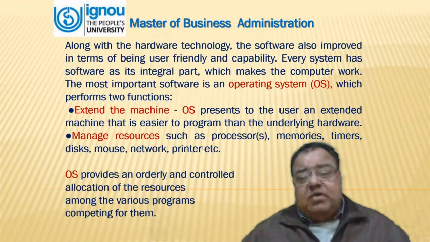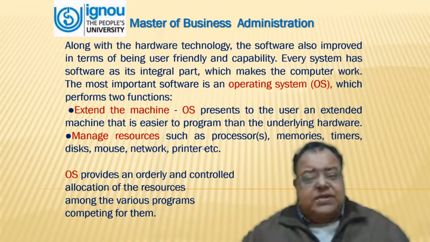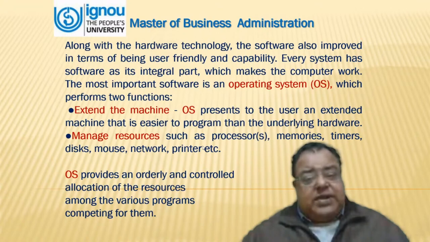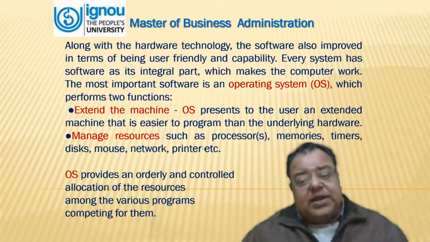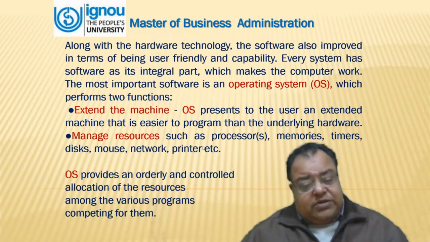Along with the hardware technology, software also improved in terms of being user-friendly and capability. Every system has software as its integral part, which makes the computer work. The most important software is the operating system, that is OS, which performs two functions. Extend the machine: the OS presents to the user an extended machine that is easier to program than the underlying hardware. The second one is manage resources, such as processors, memories, timers, disks, mouse, network, etc. The operating system provides an orderly and controlled allocation of the resources among the various programs competing for them.